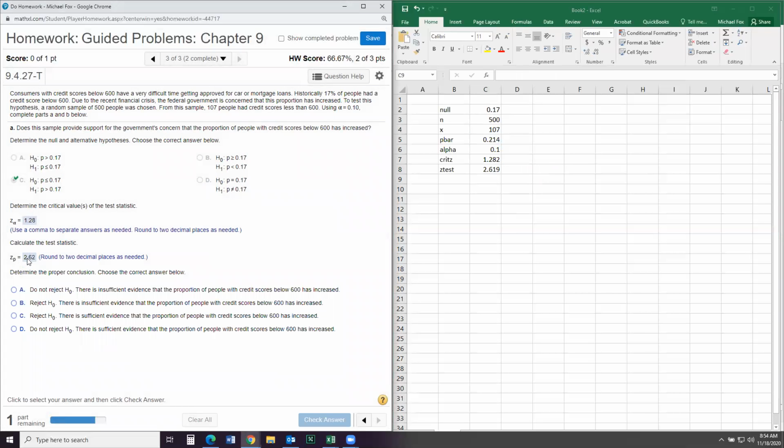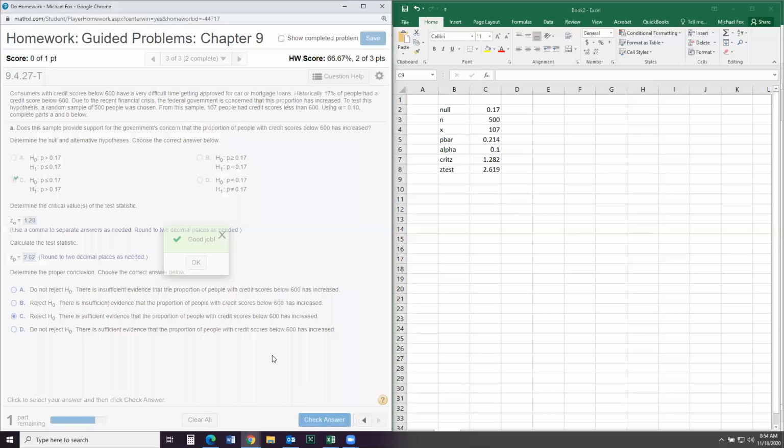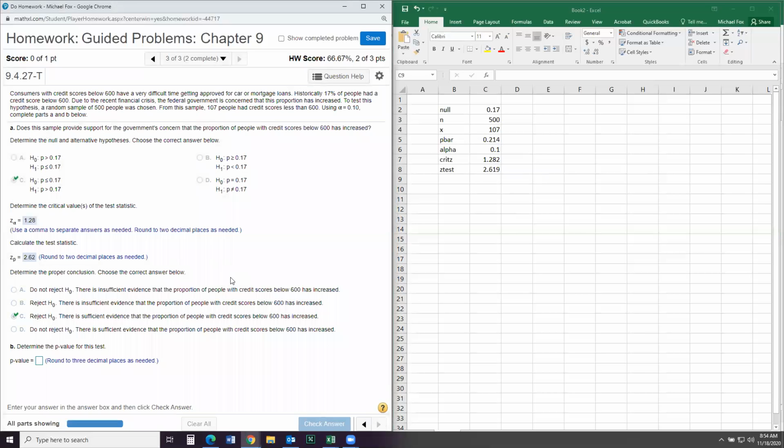All right, so our test statistic is greater than our critical value, which means it's further away from the mean than our critical value. So we will reject the null hypothesis and say there is sufficient evidence that the proportion of people with credit scores below 600 has increased. Quite a bit, it looks like, right? But it's hard to tell from just one test.